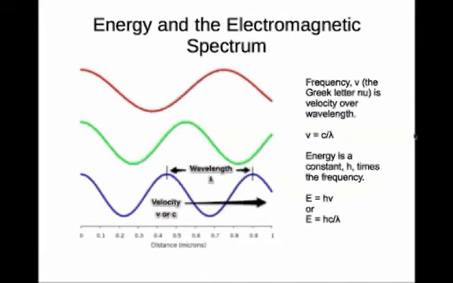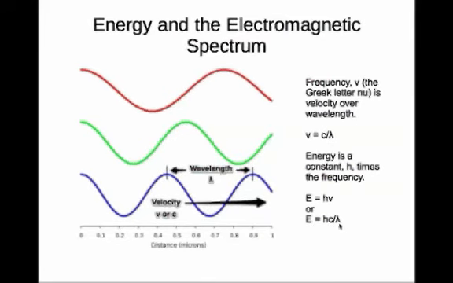It turns out that the energy of a wave is directly proportional to the frequency. Energy equals a proportionality constant times frequency. That constant is called Planck's constant, named for Max Planck, who figured it out, and its symbol is h. So energy, E, equals h nu, but nu equals c over lambda. So energy equals h c over lambda.